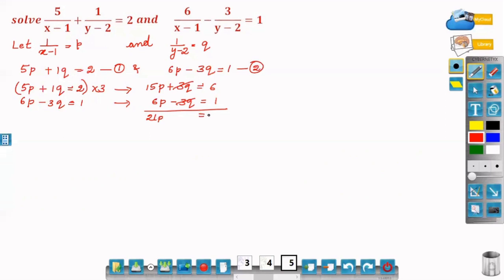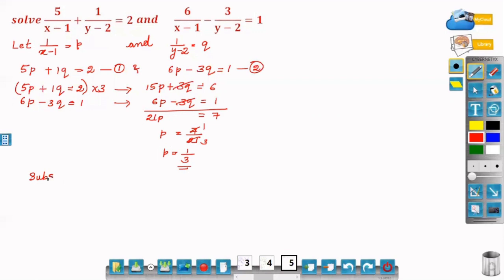6 plus 1 is 7. So p is equal to 7 by 21. 7 ones are 7, 7 threes are 21. So p is equal to 1 by 3. We got the value of one variable.